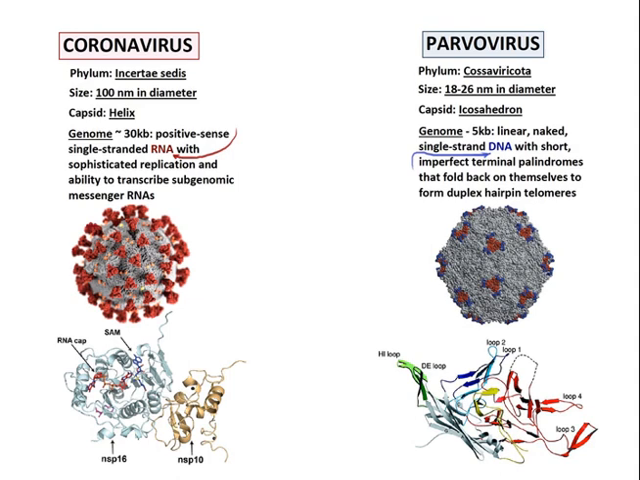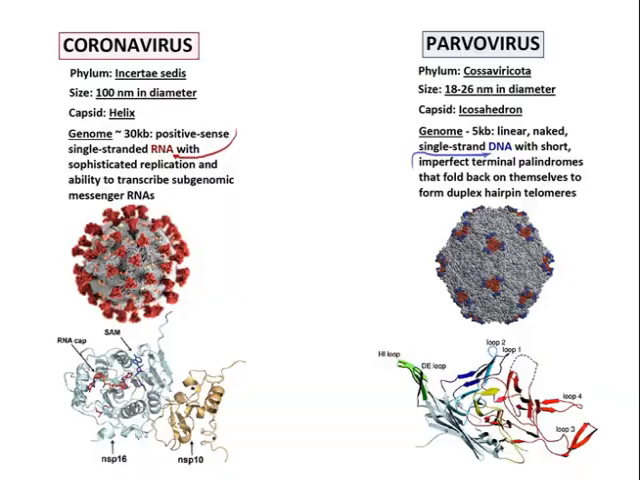Coronavirus is a helical, single-stranded RNA virus, one of the largest viral genomes known to date, with 100 nanometers in diameter, while the capsid of parvovirus is icosahedral, and the genome is a non-enveloped single-stranded DNA with hairpin structures at both ends and very tiny, up to 26 nanometers in diameter. And the root for the name parvo means small indeed.